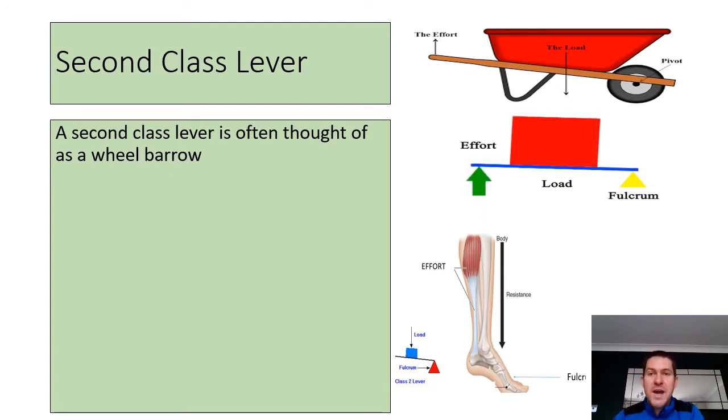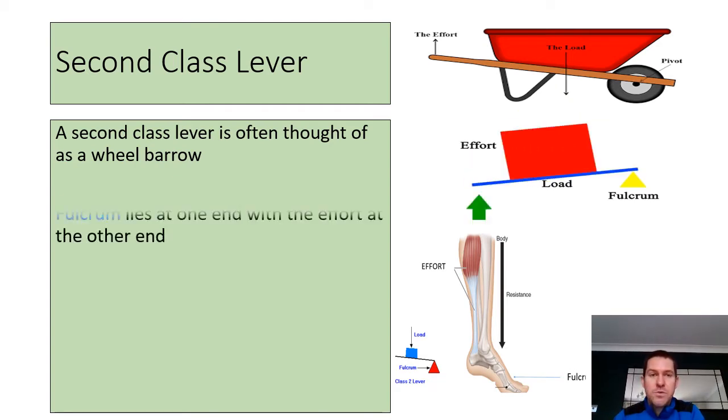Now, in order for us to actually move that load, we would have to apply effort upwards to lift the wheelbarrow by the handles on the left-hand side of that wheelbarrow, and that would mean that we would be able to move that load upwards, and then eventually forwards or backwards, depending on what we're doing with the wheelbarrow.